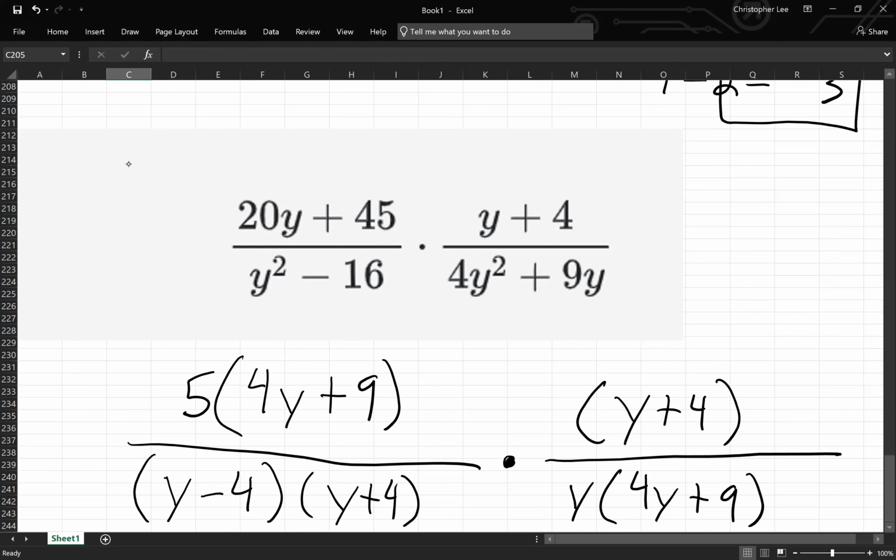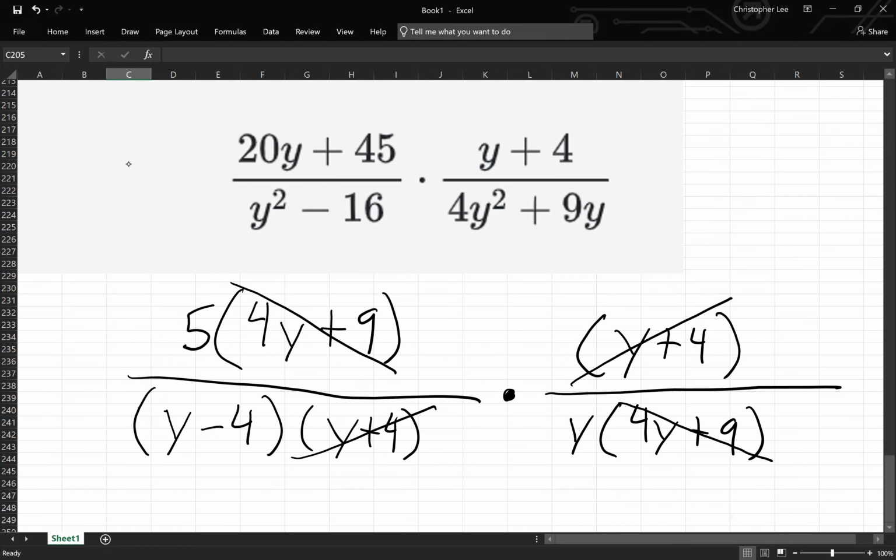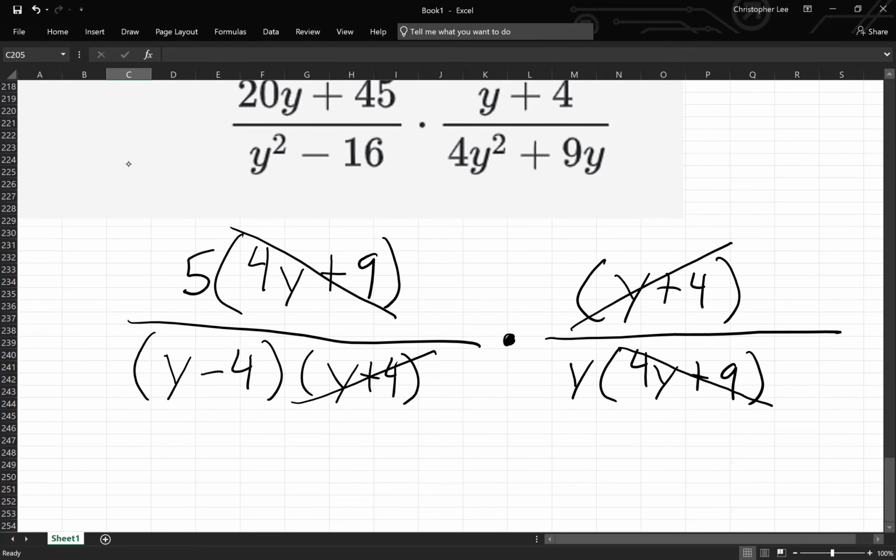After that, we just want to cross out the like terms. So I got a 4y plus 9 right here, a 4y plus 9 right here, a y plus 4 right here, and a y plus 4 right here. After that, you know how we multiply fractions, straight across from left to right. So 5 times 1 is just 5 over 5 times y minus 4. And that's it.